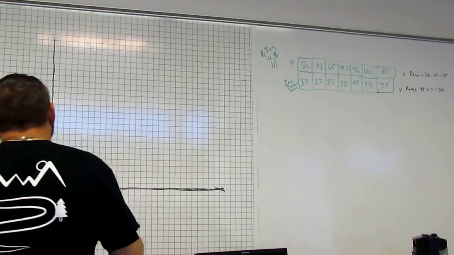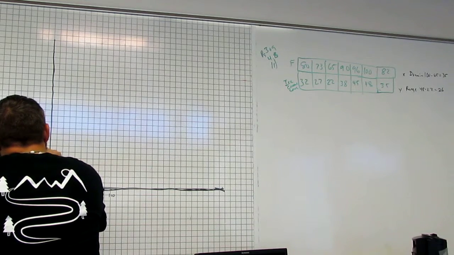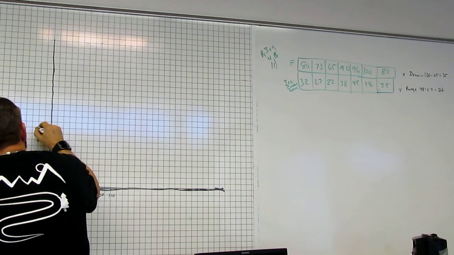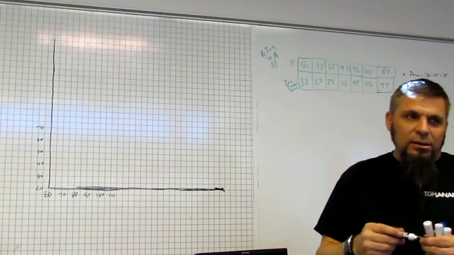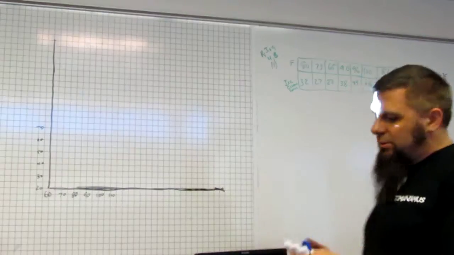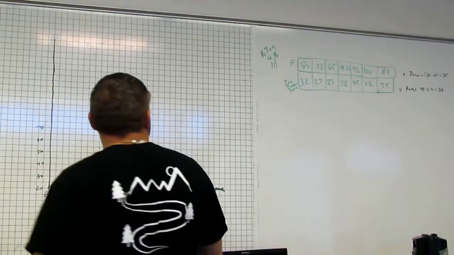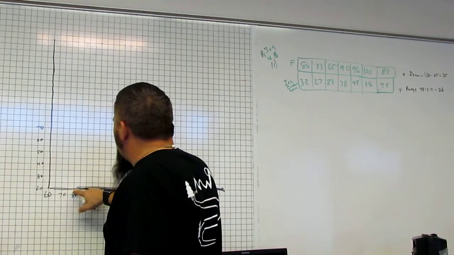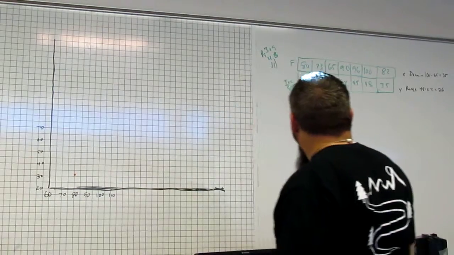So my lowest is 22, so I might as well start this with 20. Then 25, 30, 35, 40, 45, 50, 55, 60, 65, 70. And there I am. Okay? And then I just do my points. 80 and 32. It's right there.